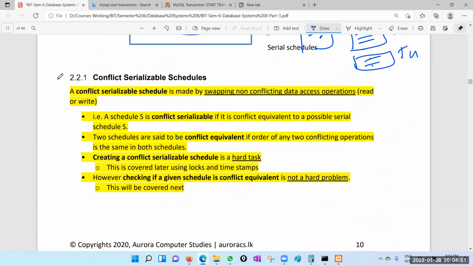After the break, we'll discuss how to check whether a schedule is conflict serializable and how to check whether the schedule is view serializable. Okay. So we'll continue. Now let's see how to check whether a particular schedule is conflict serializable. Conflict serializable means it is equivalent to one of the serial schedules, and then it is valid.